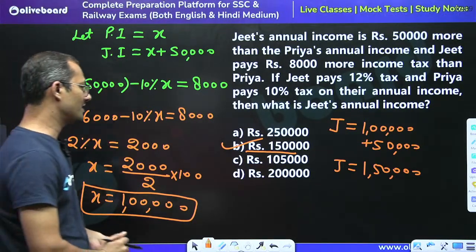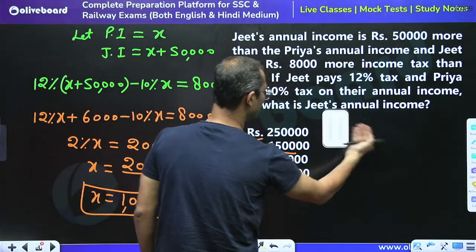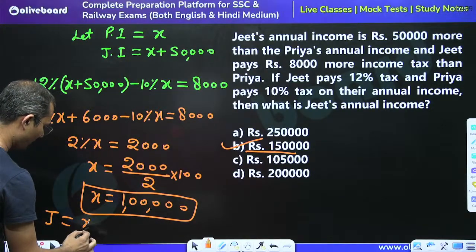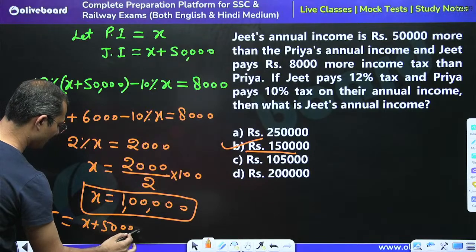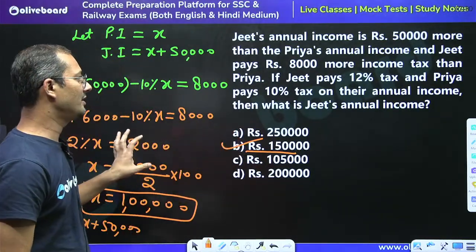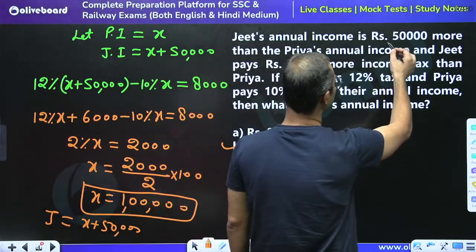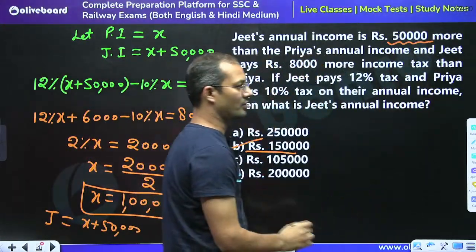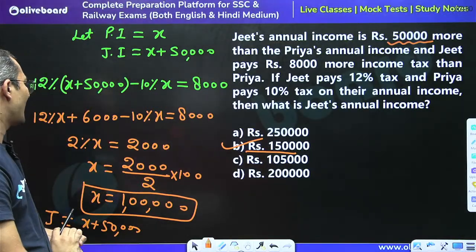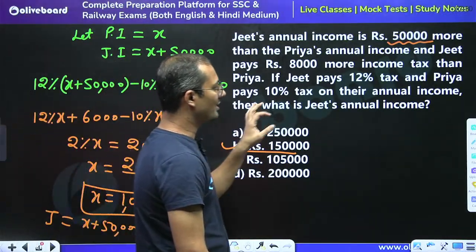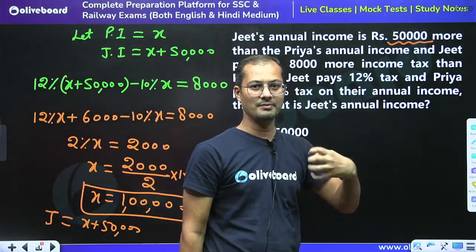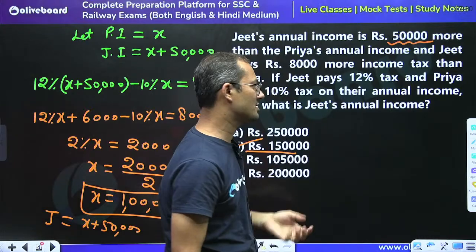Okay, so the income of Jeet is 1,50,000. So the income of Jeet is equal to the value of X plus 50,000, right? See, please tell me, can we calculate it directly? Yes, we know that the income of Jeet is 50,000 more, right? So tell me, the more income tax paid by Jeet is equal to how much?